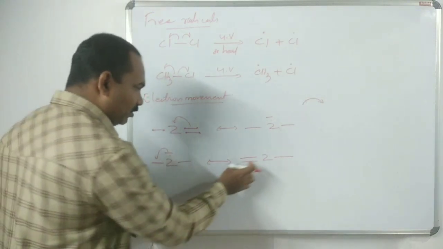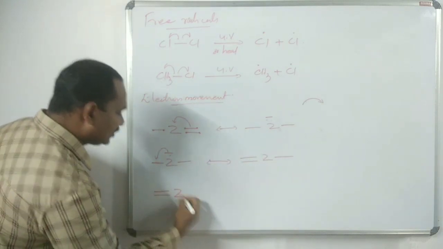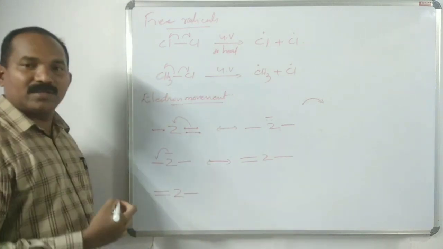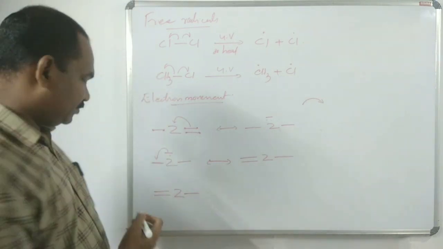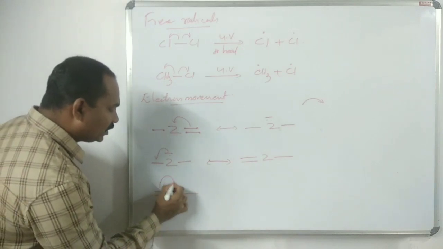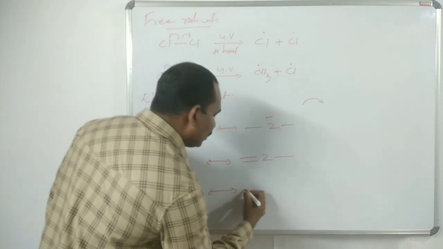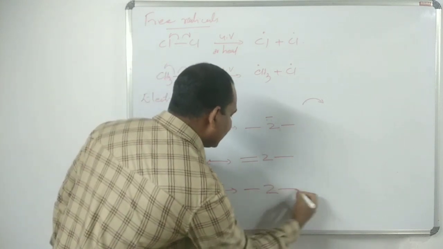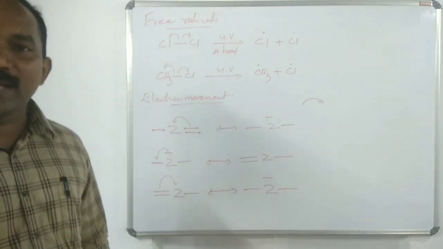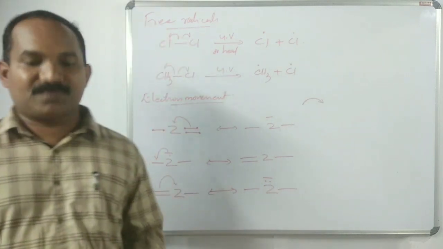Another possibility, okay, we take this one. A double bonded Z and a single bond with the other atom. If this electron is shifted to Z atom, what will happen? It is Z, okay, a negative charge, a pair of electron is on the Z atom.